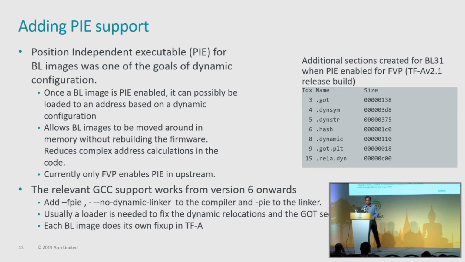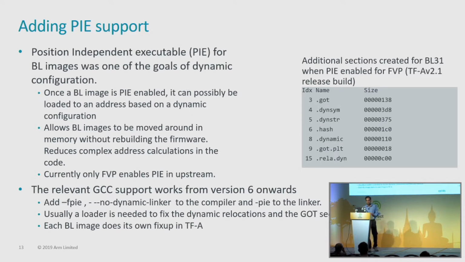To enable position-independent executable, we had to enable a couple of build flags. Basically, you need to specify fPIE and a couple of other build flags to the compiler and the linker. Once you specify these build flags, additional sections will be created in your binary, which is shown in the block at the right-hand side. You need a loader to fix up these sections. The approach we've taken in TF-A is, instead of the loader fixing up these sections, each bootloader image does its own fix-up as part of beginning to execute.